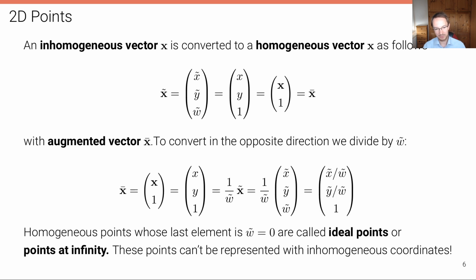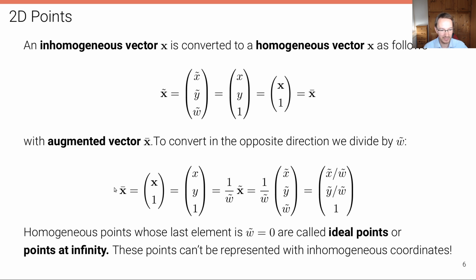Now this also allows us then to, of course, convert in the opposite direction. As you might have already realized, to convert in the opposite direction, we simply have to divide by the last element of the homogeneous vector, w tilde. Because if we do so, the last element of the vector turns into a 1. And so we can read off the inhomogeneous vector from the first elements of the vector.